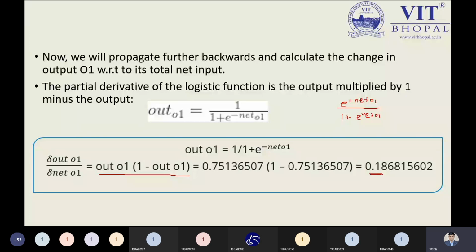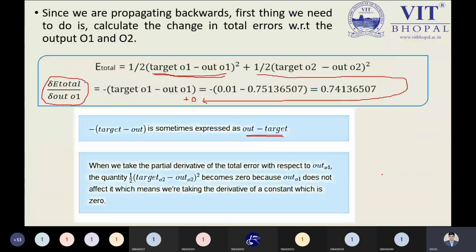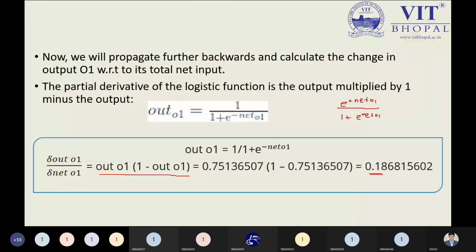We are just getting the derivation, and we need to see where we can apply it. There is a formula where both values are applicable, so we will use this formula. Same thing, this is the E total formula. We have to know where out O1 and E total are coming. So we are using this formula to get our values for the partial derivation, nothing else. That is the point you are required to keep in mind. After that, we put in the values and get our respective values.